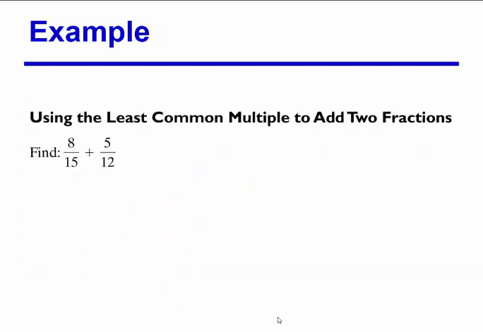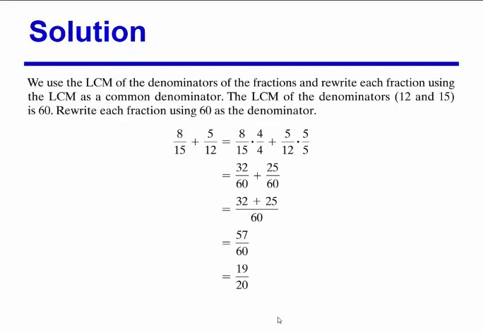Now, in this example, we're going to use the least common multiple to add two fractions. So we have 8 over 15 plus 5 over 12. And so there are different ways of doing this. Perhaps the easiest way is the way that they do it here, which is they find a value that's common to both of them. In this case, it is 60.